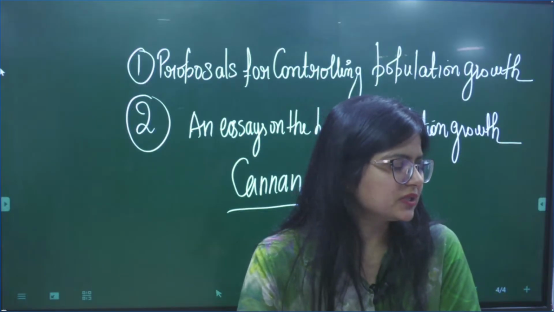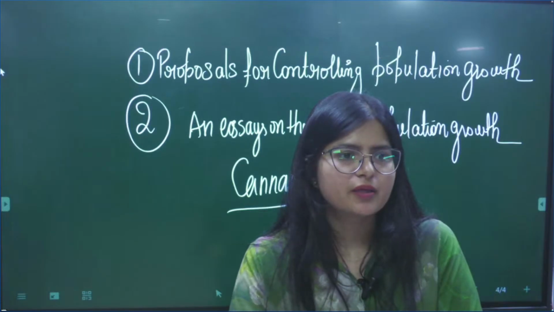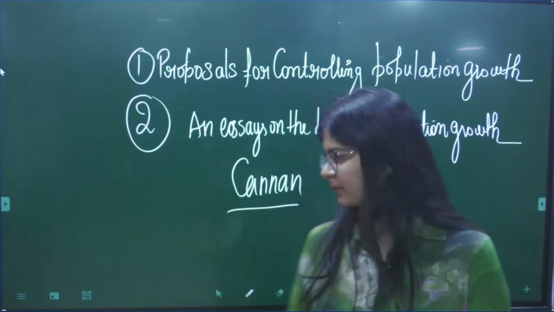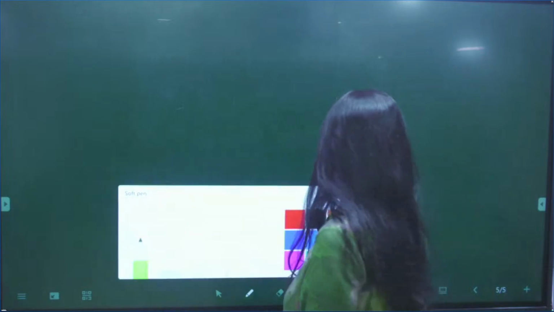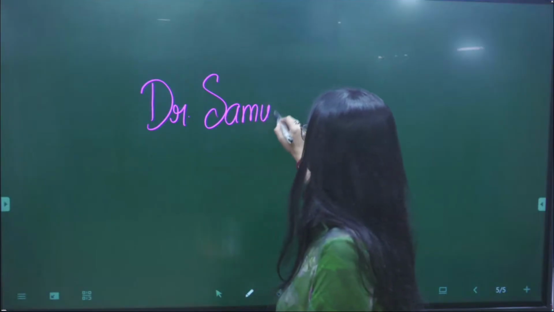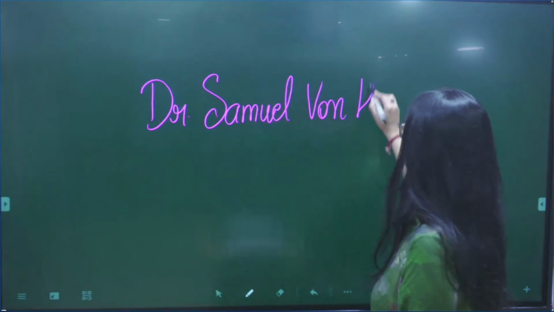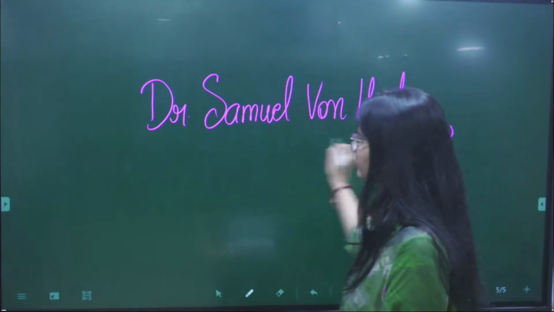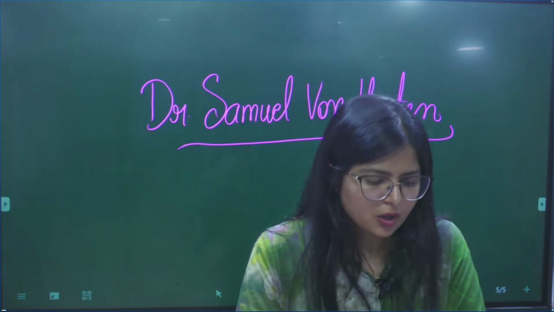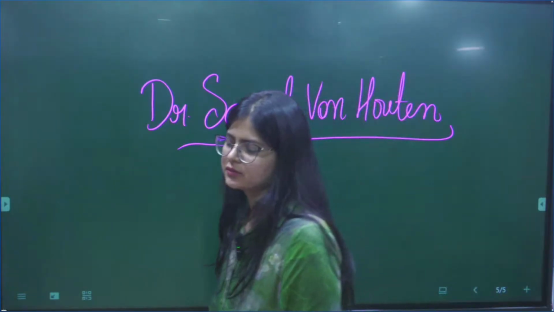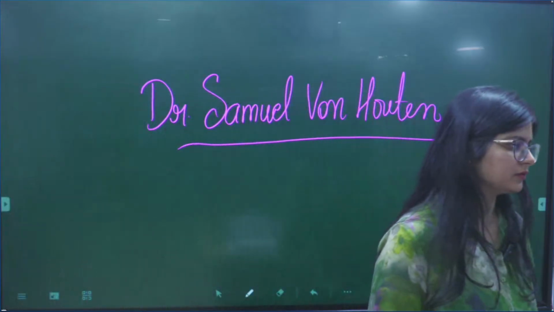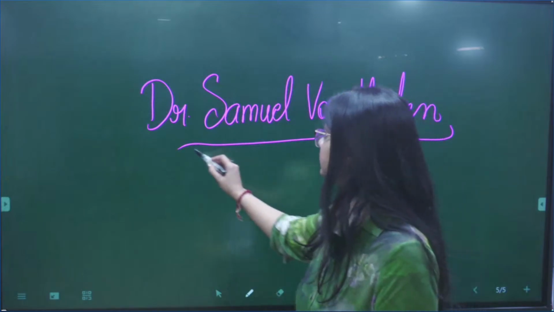The term Neo-Malthusian was first used in 1877 by Dr. Samuel von Hotten, one of the vice presidents of the Malthusian League.